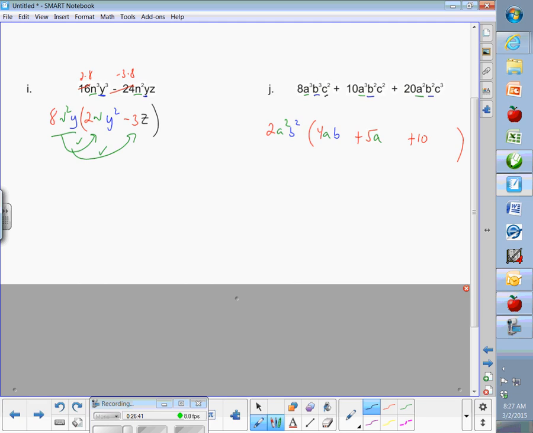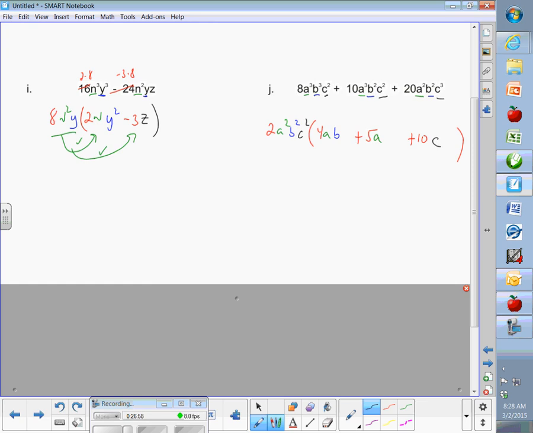Last, look at my c. c squared, c squared, c cubed. Okay, I can get a c squared out. All the c's came out of the front. All the c's came out of the middle. I'm left with one c in the back. There's the factorization: 2a squared b squared c squared times quantity 4ab plus 5a plus 10c.